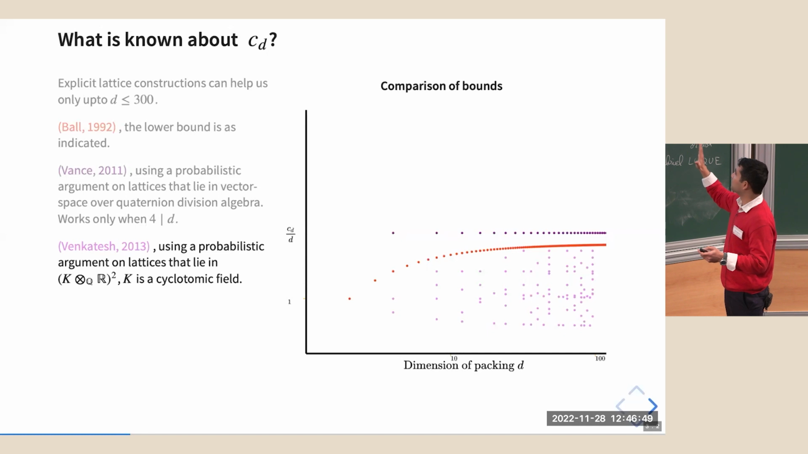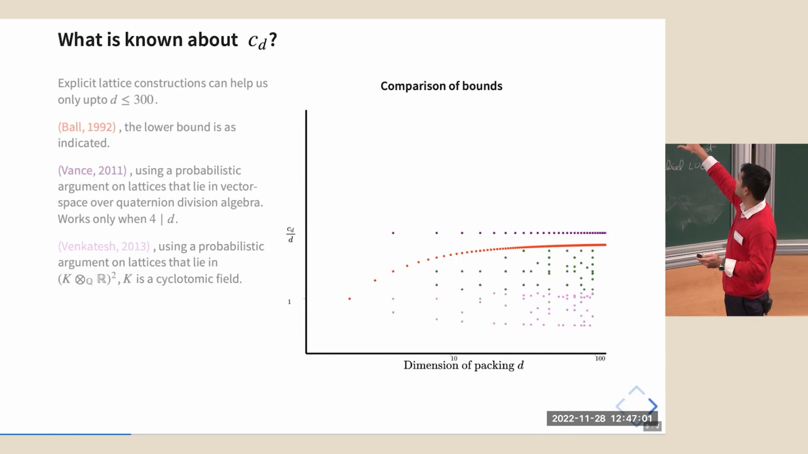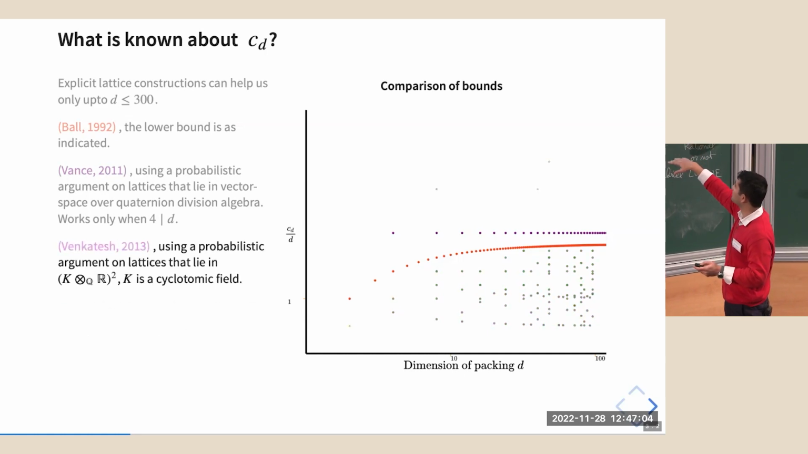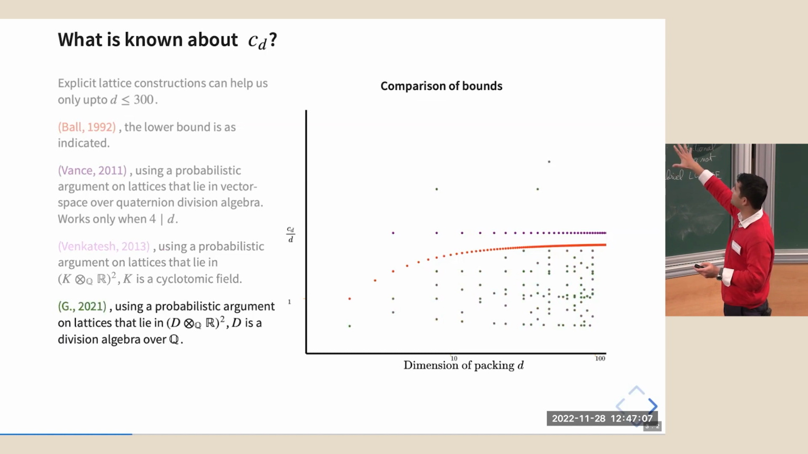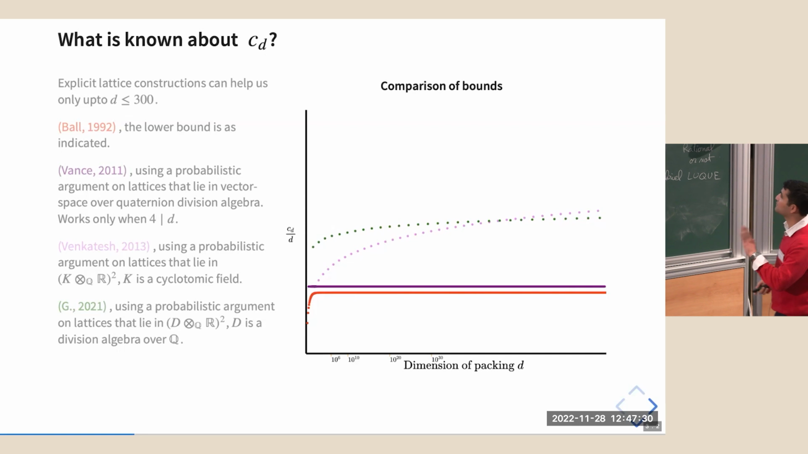So using a probabilistic argument, Venkatesh was able to create these new purple points, and there was a new result in 21 in which we were able to extend some of these purple points. So these purple points are due to Venkatesh. As I said, they're better than linear. They grow to the order of magnitude n log log n. The new points don't grow to the same order of magnitude, but up to 10 to the 50 dimensions there are some improvements. So how does it work?